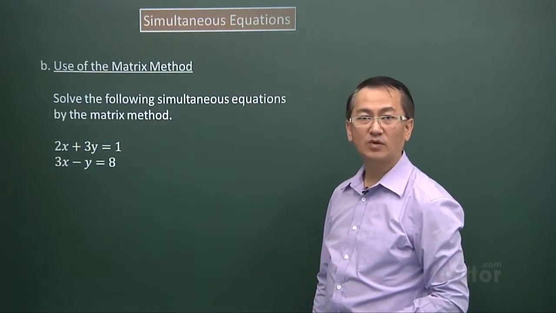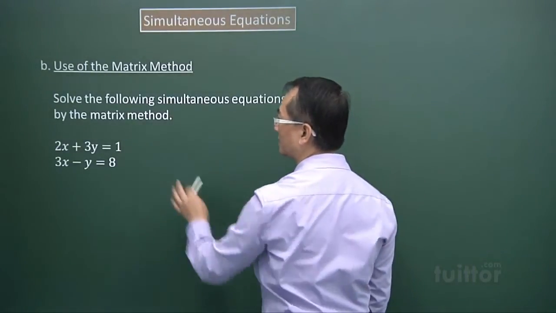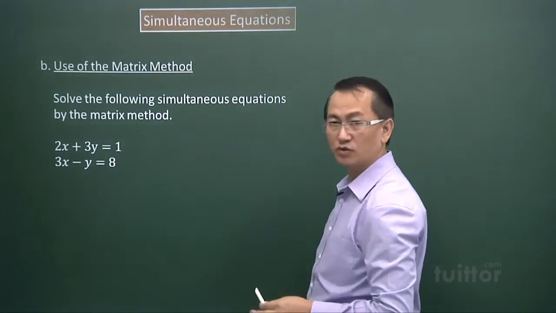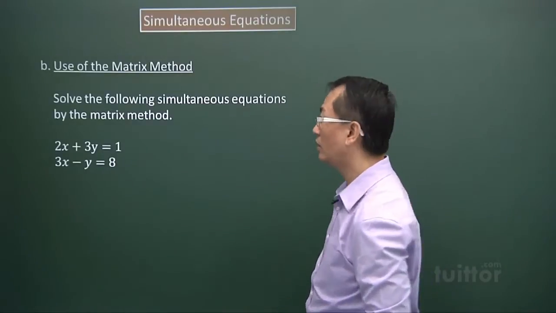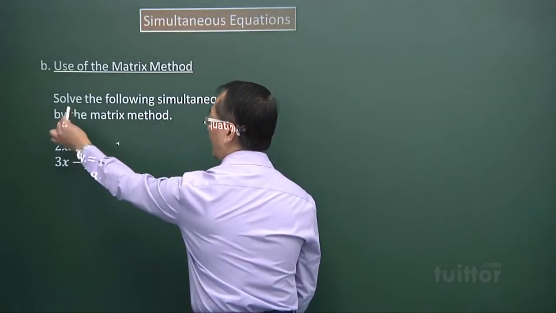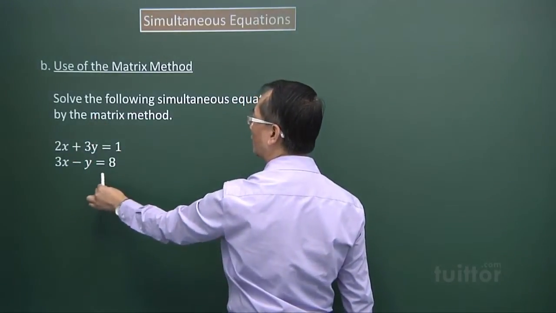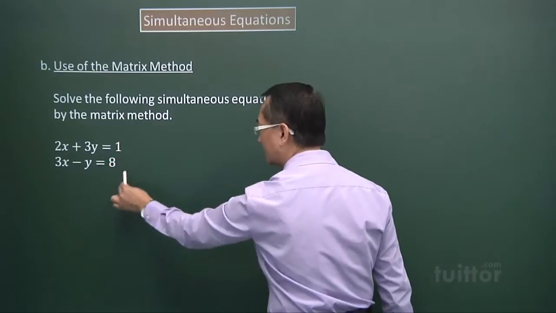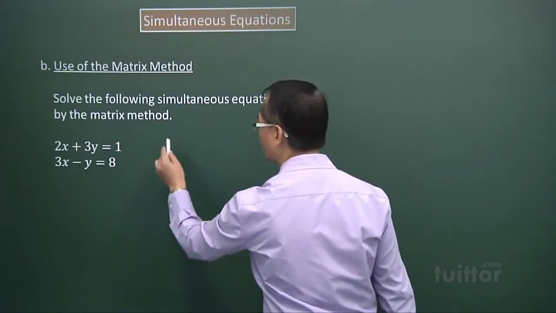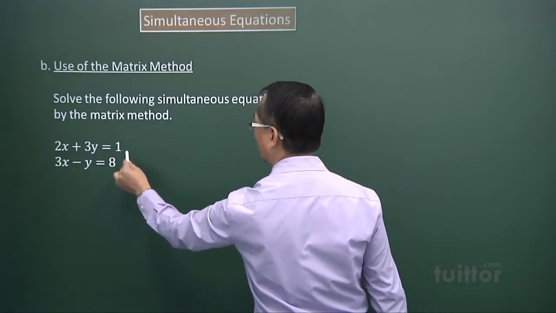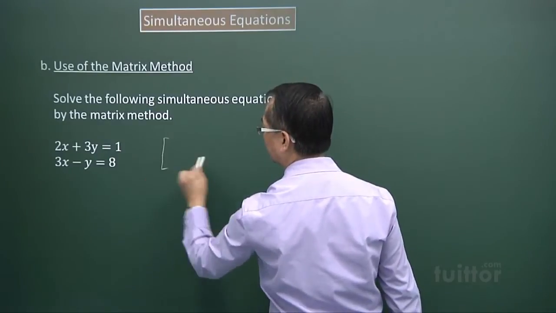Next, in part B, we are looking at the matrix method. This is a typical question. Now, 2 linear equations will be given. But first of all, we have to check that the x terms line up, the y terms line up, and on the other side of the equation, the constant terms line up. Then we can change these linear equations into the matrix equation. It will be like this.